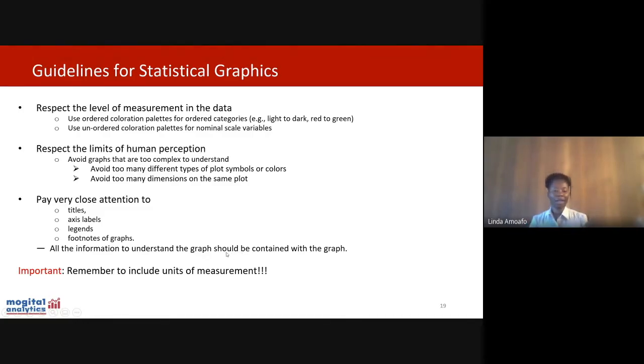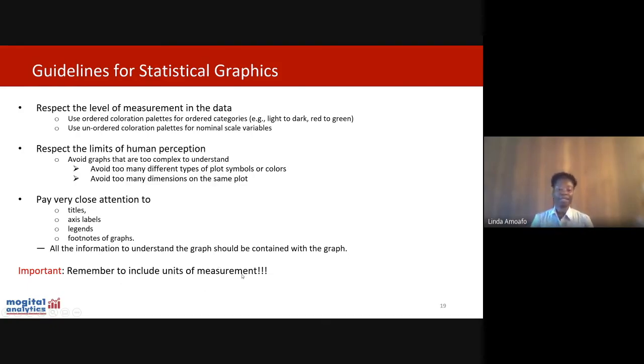They don't have to scroll back and forth. And these are things that we kind of miss and we need to get. One thing that I've realized that I personally kind of miss is to include the units of measurement. So if you're plotting, you should always be able to include your units of measurement.